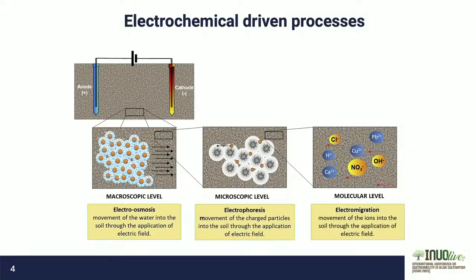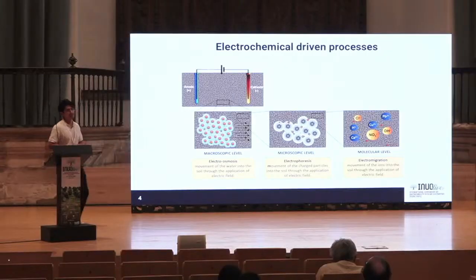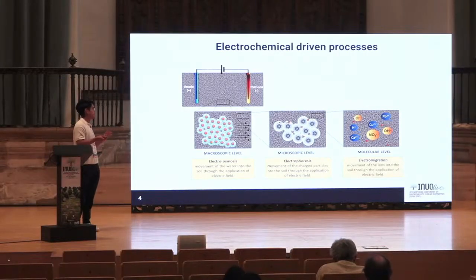And if we go to the microscopic level, we have electrophoresis. When we have colloids or aggregations of particles, they tend to be charged. If they are negatively charged, they are going to go to the anode. If they are positively charged, they are going to go to the cathode. And we have the molecular level as well. We have electromigration. It's similar to electrophoresis, but in this case, we have ions. Again, negative ions or positive ions are going to migrate to one of the electrodes.